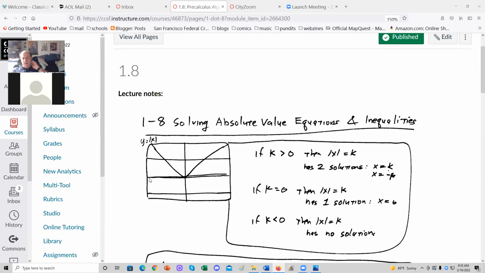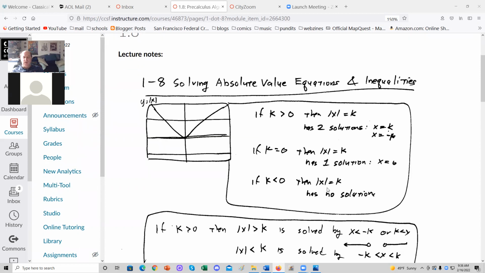If k equals 0, then y equals 0 is this line here. It meets the V shape at one point only, when x equals 0. So if k equals 0, then absolute value of x equals k has one solution, x equals 0. If k is less than 0, then here's a graph of y equals k, and it entirely misses this V shape. There's no solutions. So if k is less than 0, then absolute value of x equals k does not have a solution.